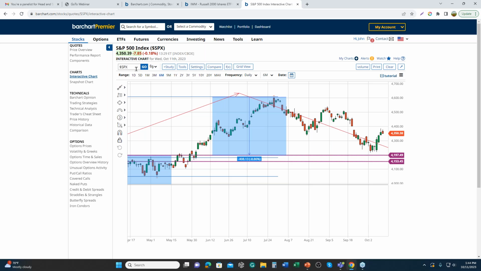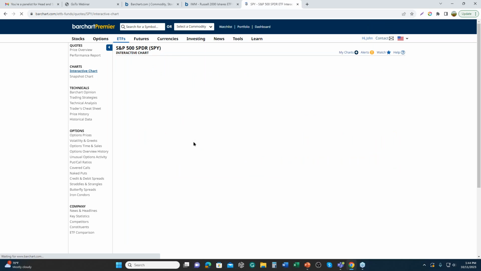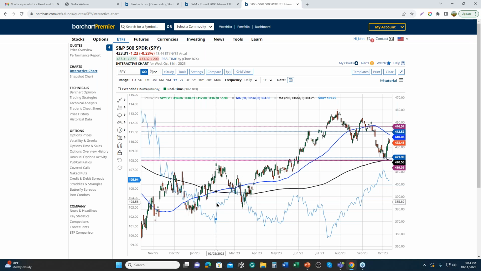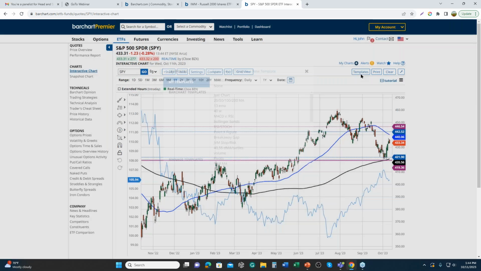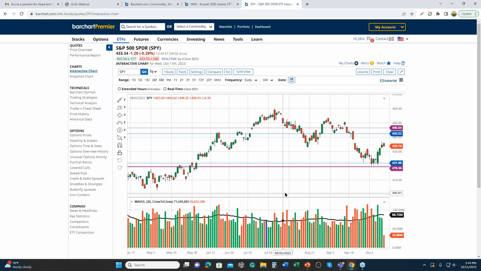And again, if I'm doing the indexes, I can't do that. That's why we need to go to an ETF. So that's why I basically do that. So let's go to our template and look at our volume.